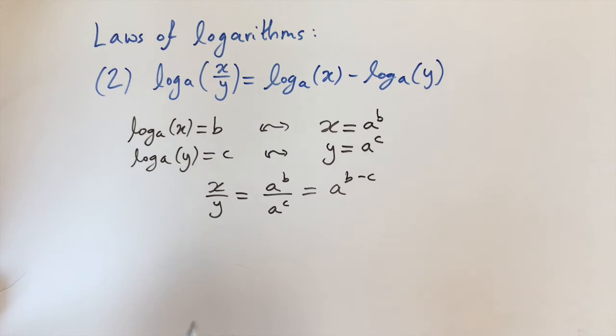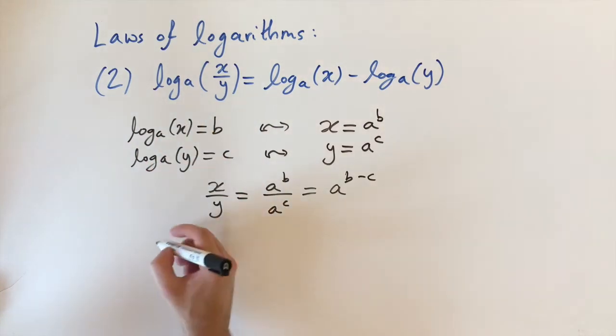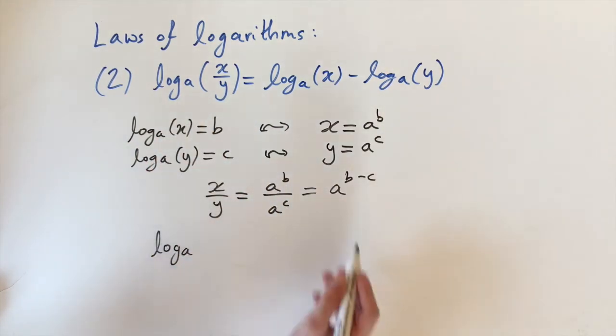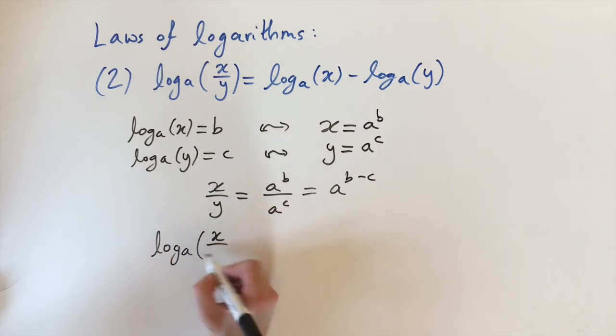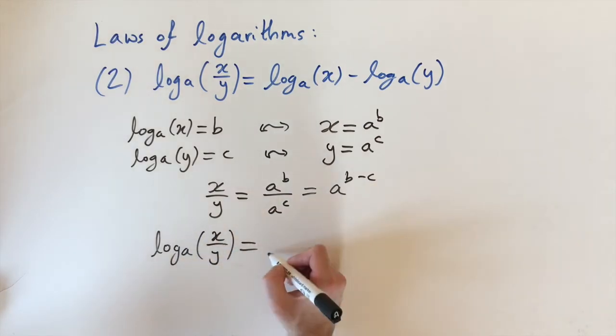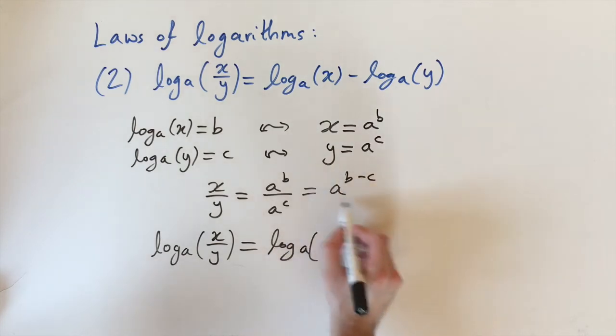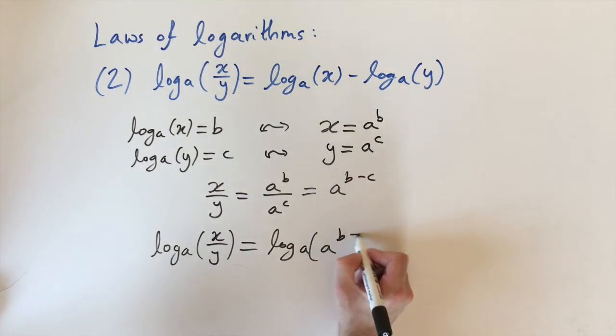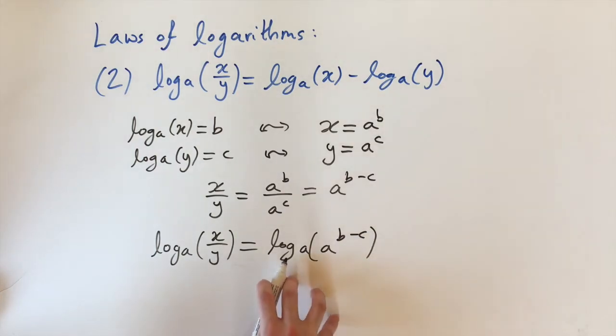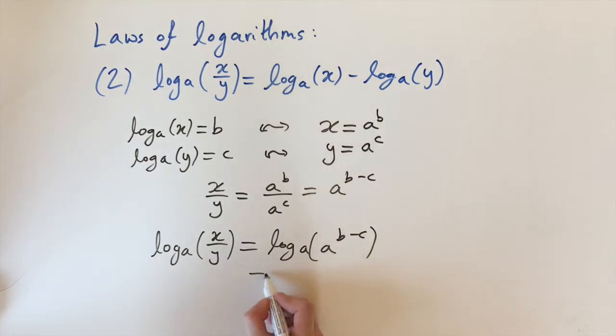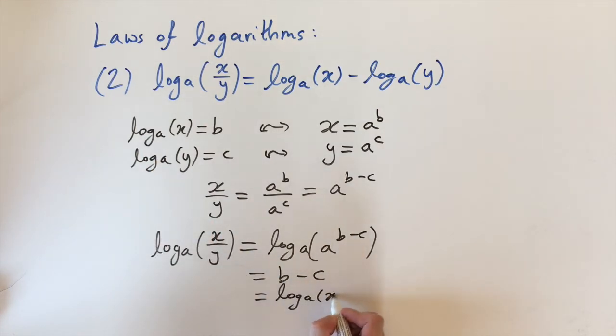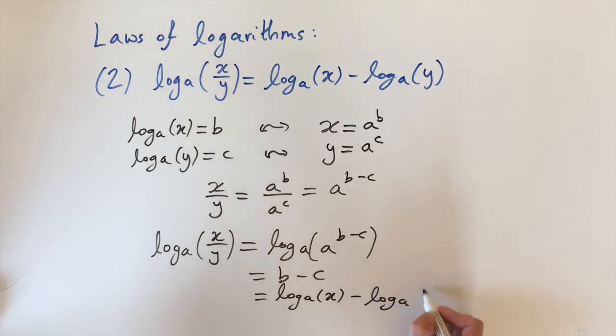So now the last step is the same. We want to convert this back into logarithms. So I'm just going to apply logarithms to base a of both sides. So log base a of x divided by y equals log to base a of the right-hand side, a to the power of b minus c. And again, by the definition of log, it's the inverse of the exponential, so this just equals b minus c. And finally, we just want to convert back into logarithms, so by the definition of b and c, this is really the same as log base a of x minus log base a of y. And this is how we show it's true.